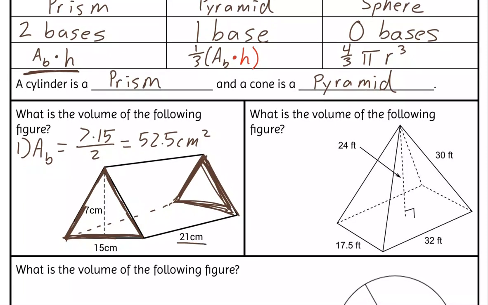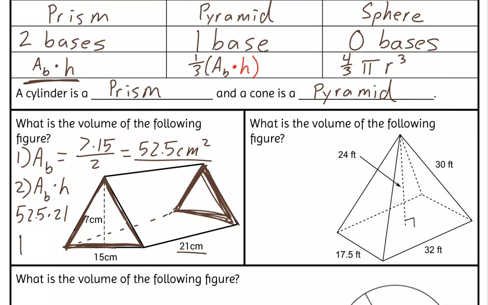Well, we have the height. We have the area of the base. So we have enough information to go on to step 2. We're going to do area of the base times the height. That is the same as 52.5 times 21. When I plug that into my calculator, I get 1,102.5 centimeters cubed. And that right there is the volume of that triangular prism.